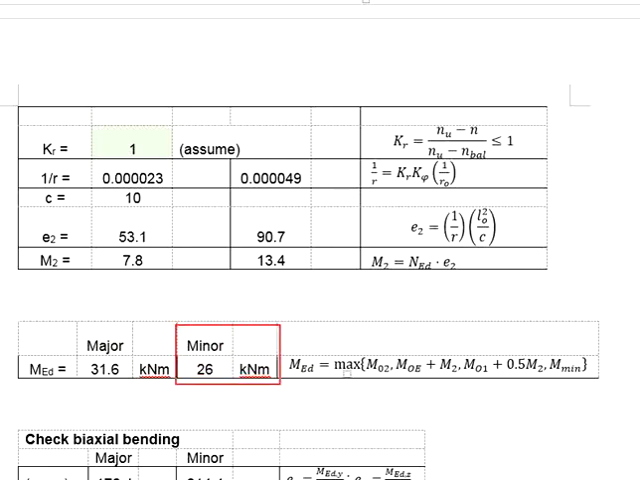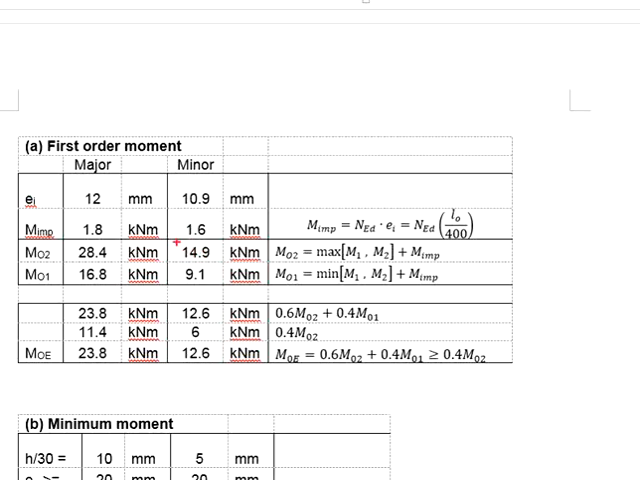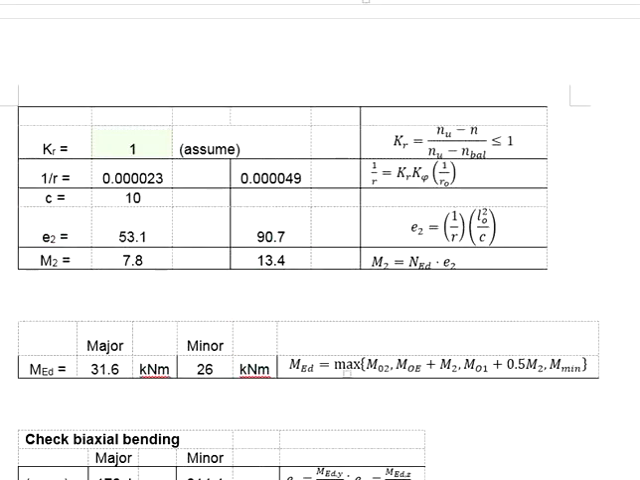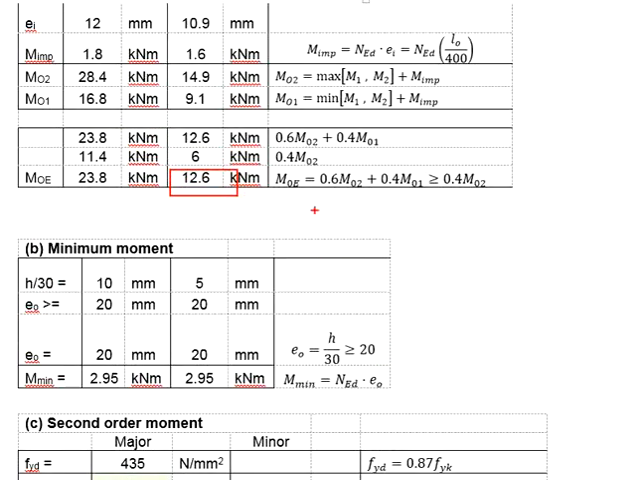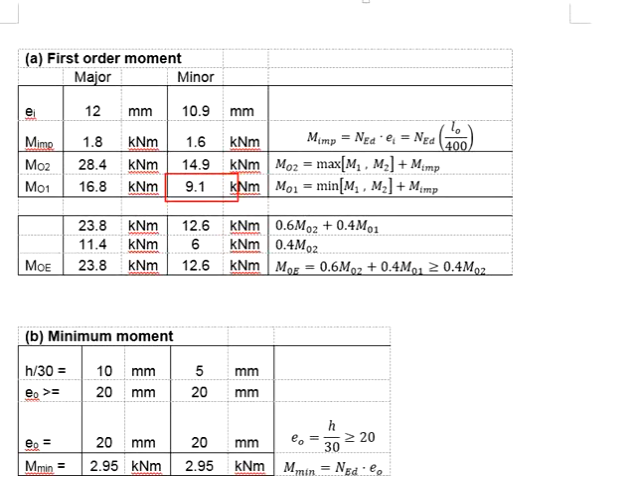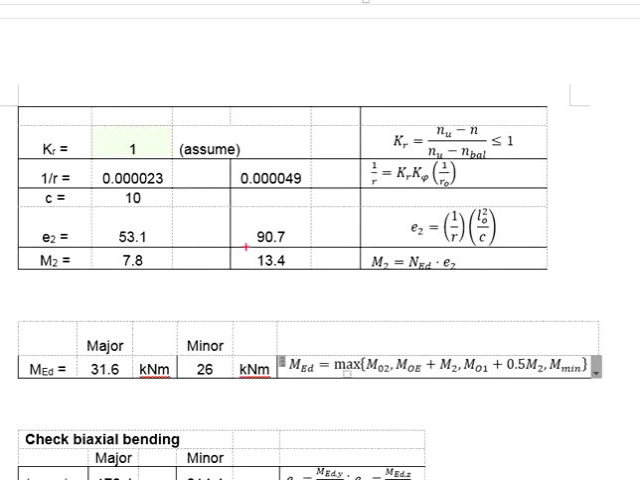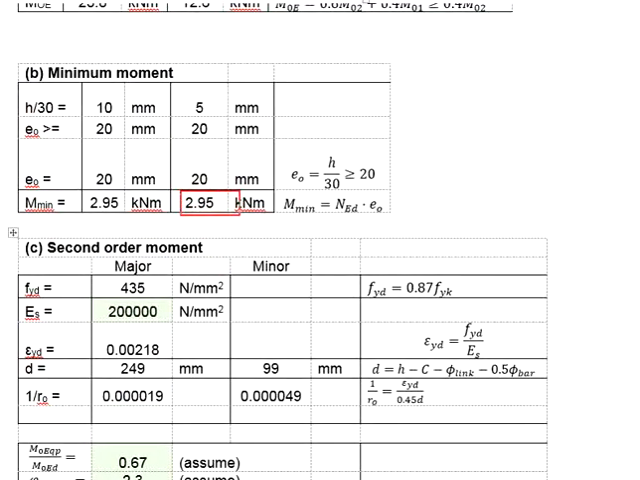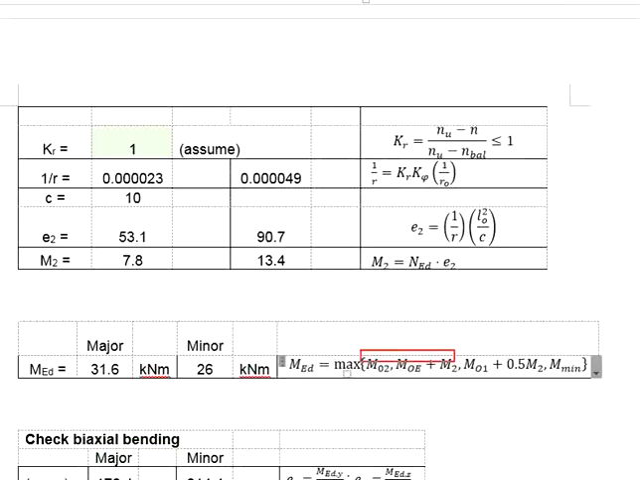You will do the same for the minor axis. M02 equals 14.9. And then you need M0Ed plus M2. M0Ed is 12.6 plus 13.4. And then you need M01 plus 0.5 M2. M01 equals 9.1 plus half of the M2. And then lastly, you need M min, 2.95. Among the four items, you choose the greatest value. That gives you 26 kNm.